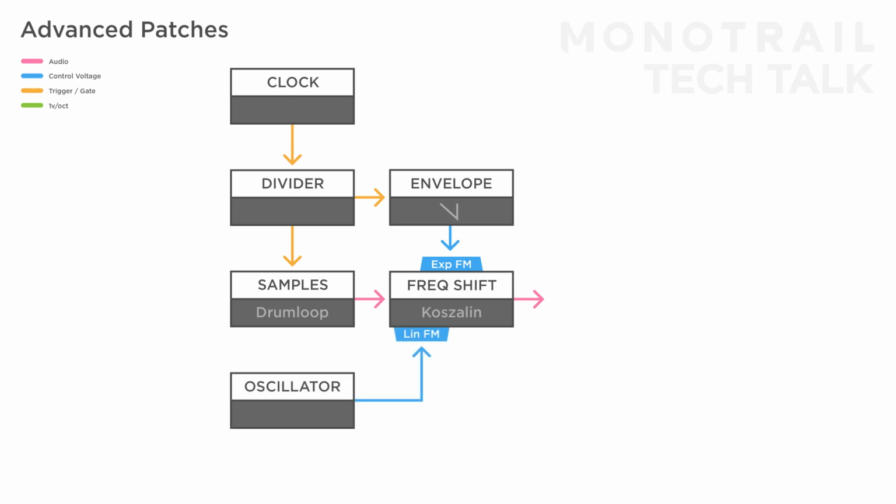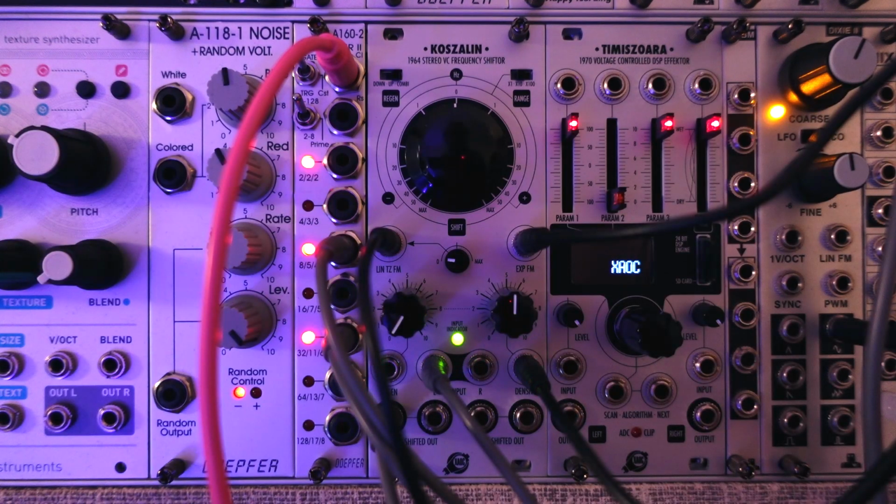A steady oscillator is modulating the linear FM. And an LFO is modulating the density, creating subtle shifts. Different feedback settings will lead to different kinds of sounds.